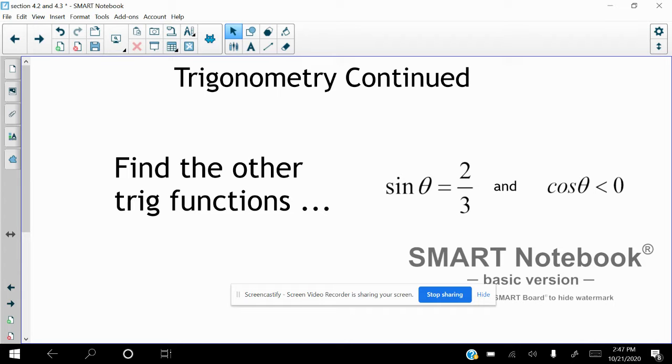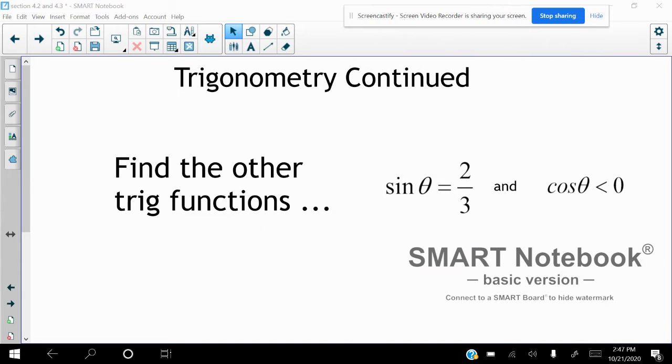All right, we are going to continue with this lovely trig that we've been working on. Again, we're going to continue with our 6 trig functions and figuring out missing values and missing sides and everything else. Here is the problem given to us, asking you to find the other trig functions. It tells you the sine of some angle is equal to 2/3, and that the cosine of that same angle is negative.